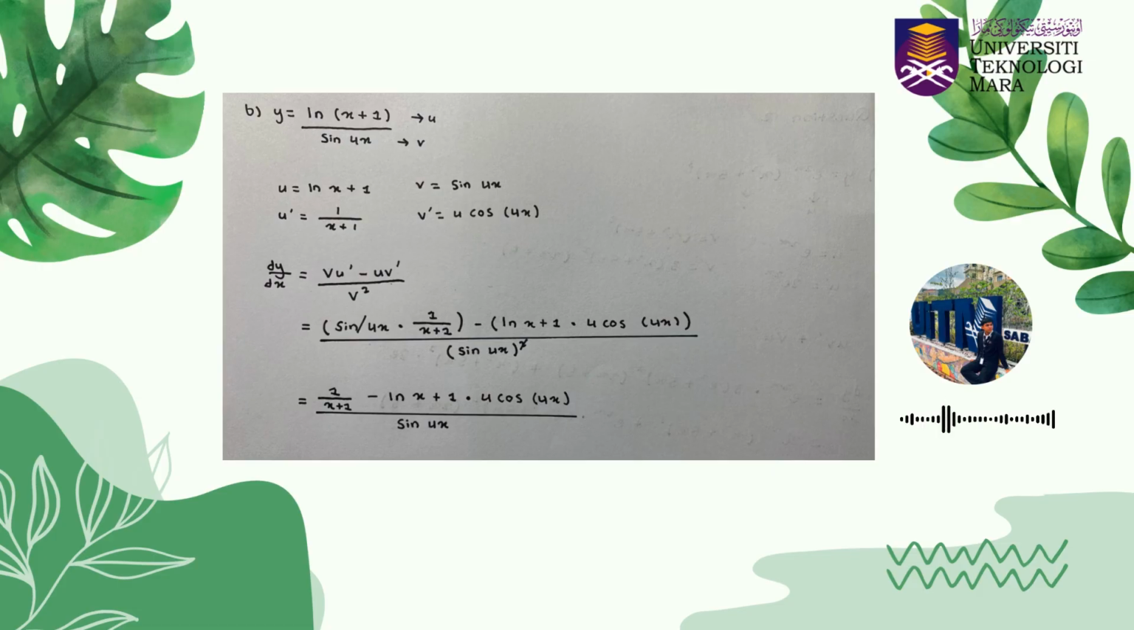And that's it. We used the product rule in part A and the quotient rule in part B, breaking it down step by step, which really helps, especially when the chain rule is involved.